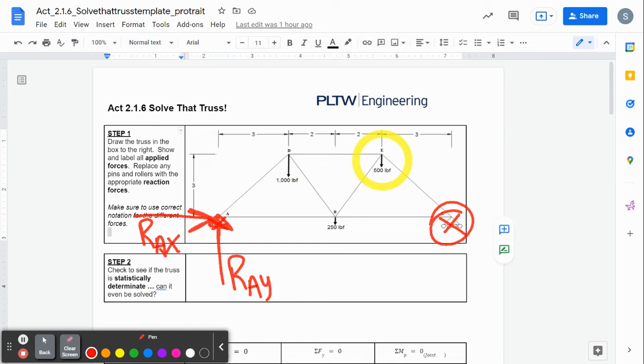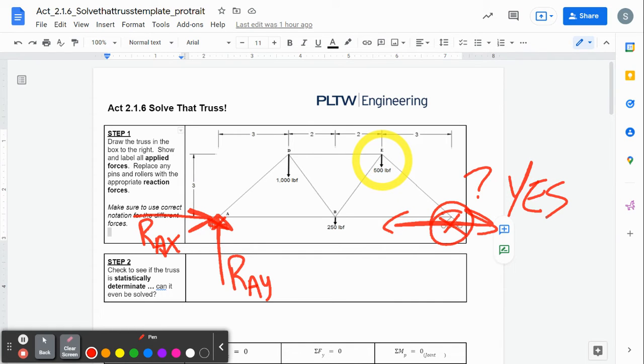After you have RAX and RAY, we are going to look at this side here on the right. We are going to look at our roller. When you think about a roller, if we had something on wheels, can that truss move left and right? Will it be able to move in this direction with those wheels? The answer is yes.